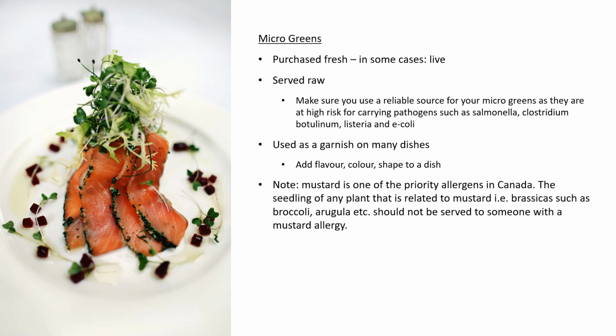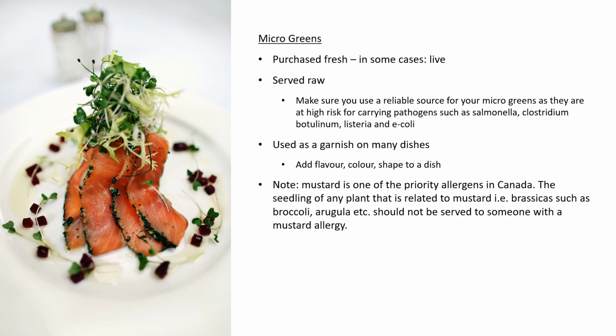Mustard is one of what's called the priority allergens in Canada. These are the top 10 foods that people are allergic to, and surprisingly mustard is one of them. The seedling of any plant that's related to mustard, so any of the brassicas, shouldn't be served to anybody who has a mustard allergy. The proteins are in the seeds, and the same proteins are found in the seeds of, say, broccoli or arugula microgreens.